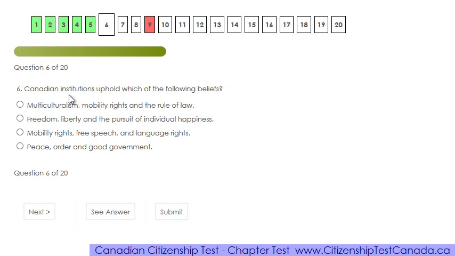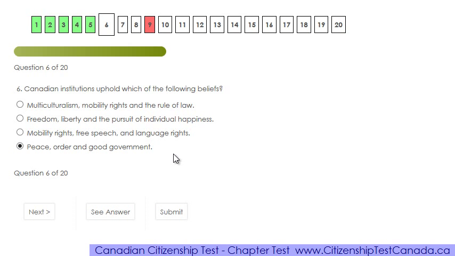Canadian institutions uphold which of the following beliefs? Okay, now, all of these look decent, don't they? They all look like good ideas. So none of these is a dummy answer. You're going to have to read this pretty carefully and be able to reference that part of the guide in your head at a moment's notice. So our answer here is peace, order, and good government.